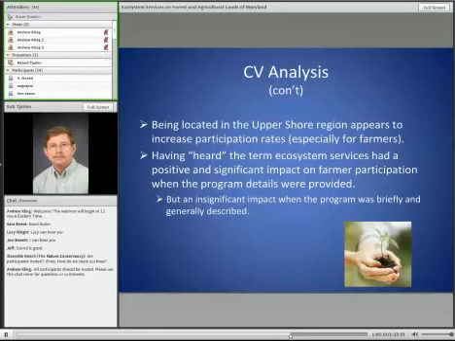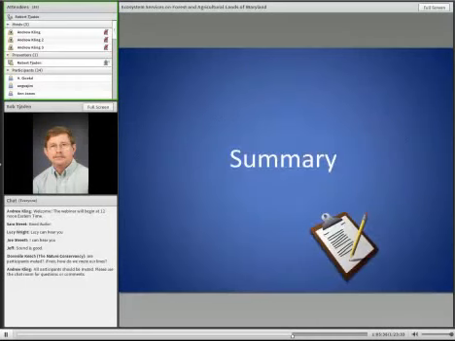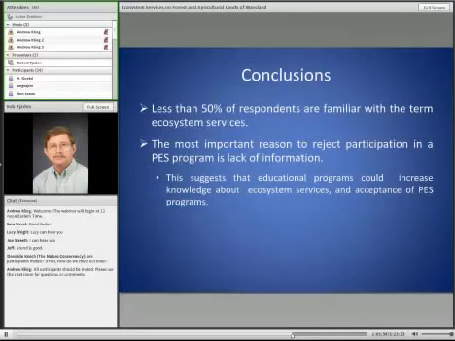So in summary, we felt that less than 50% of the respondents are familiar with the term ecosystem services, which kind of validates and follows suit with what the other three surveys found in North Carolina, California, and the Nature Conservancy. The most important reason to reject participation is the lack of information. This suggests that educational programs could increase knowledge about ecosystem services and acceptance in these programs. This is just a new idea to most landowners, and we really need to do a better job of educating them.